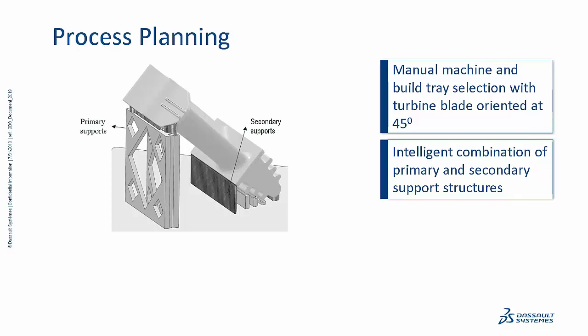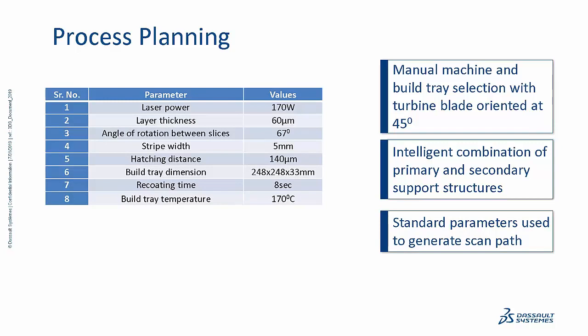So we have a combination of both, and these are some of the standard parameters that were used for this exercise. As you can see, we have an angle rotation between slices of 67, a laser power of 170, a thickness of 60 microns, the hatching distance is 140, and so on. So again, basic parameters that were used for scanning this.